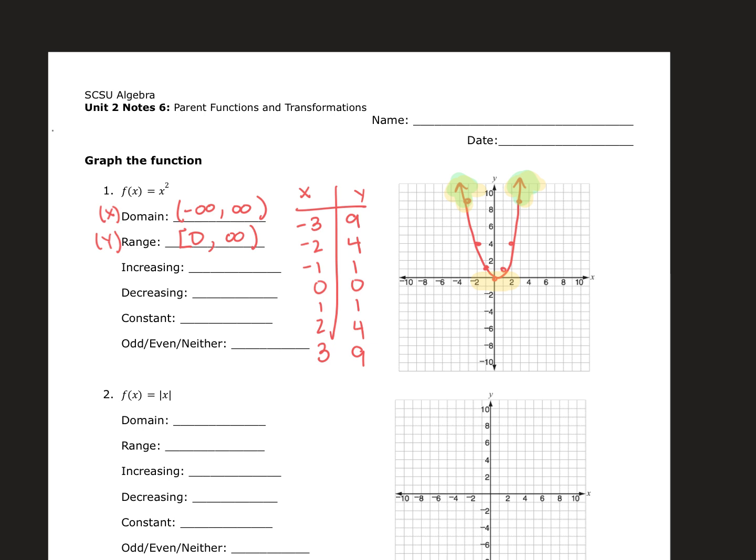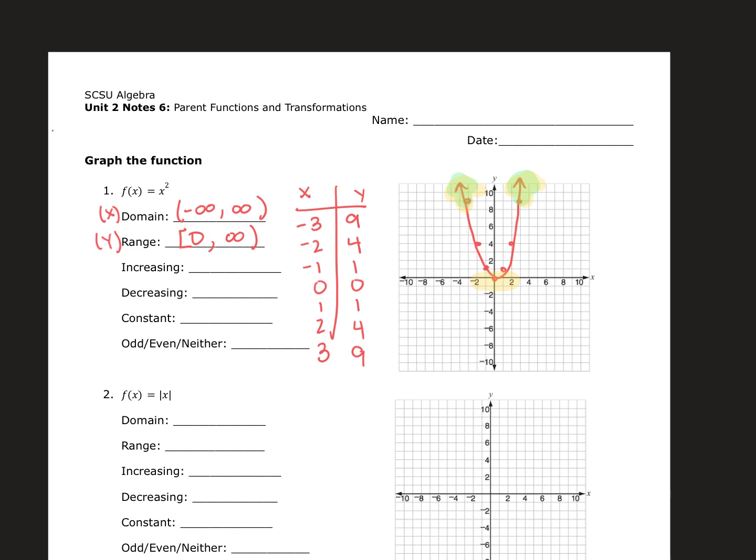Increasing and decreasing now. We're reading from left to right and telling what it's doing from left to right. The first thing I see is it's starting all the way up here, and as I go from left to right, it's going down. It's decreasing and it stops right there. That's the point where it shifts and then starts to increase again. So I need this first interval to show that I am decreasing. I'm starting at -infinity and going to 0.